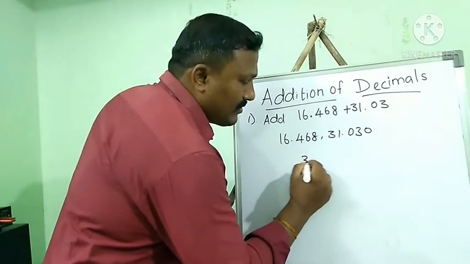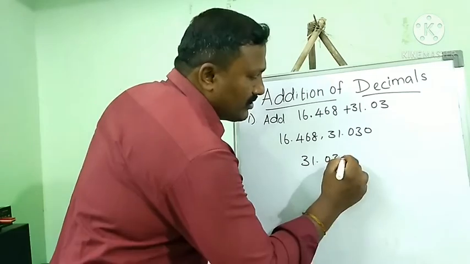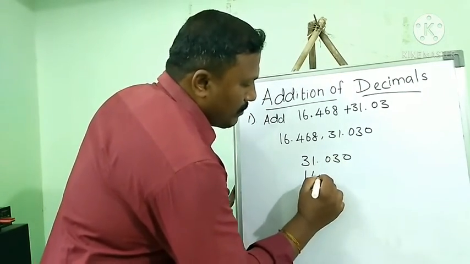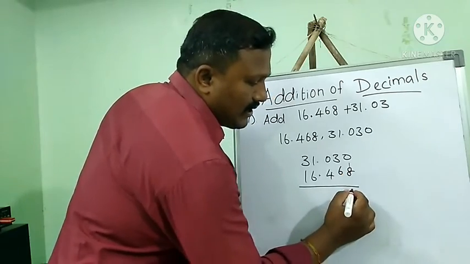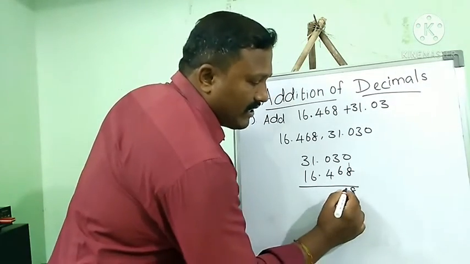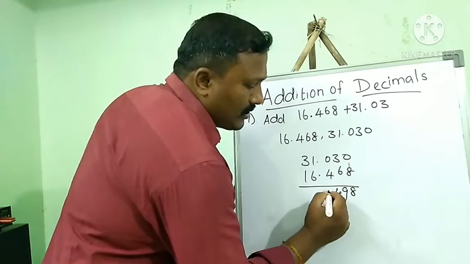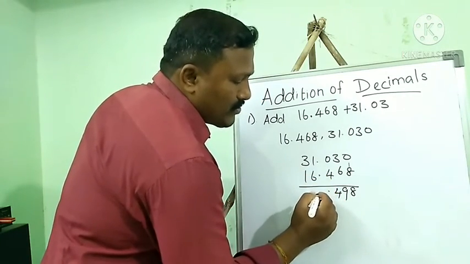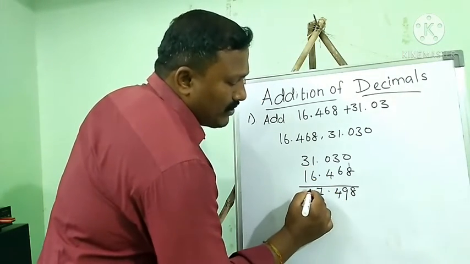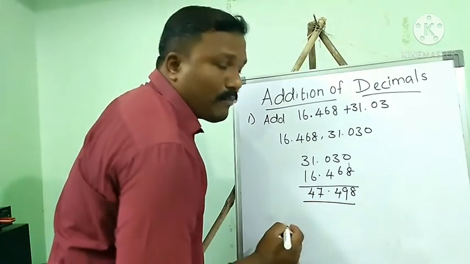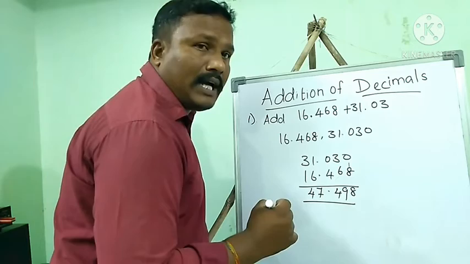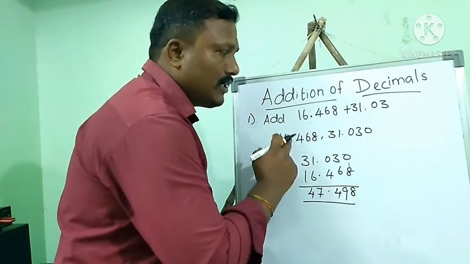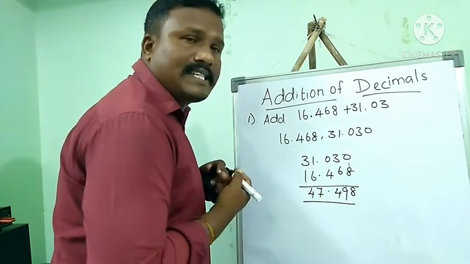So if you add 31.030 and 16.468: 8, then 6 plus 3 is 9, 4, then 6 plus 1 is 7, 3 plus 1 is 4. So 47.498 is the answer. So now you understand how to add decimal numbers.